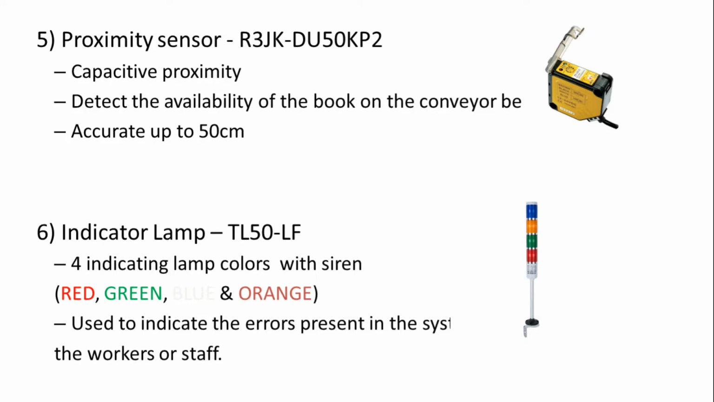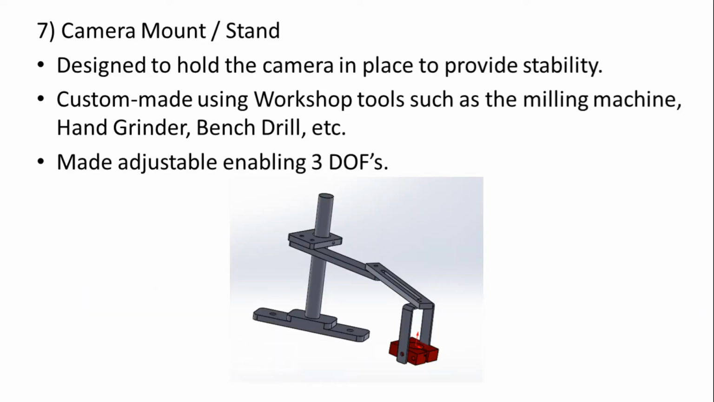To indicate the faulty books and the good books, we used an indicator lamp with red, green and orange lights. It also contains a siren that can alert the worker nearby, saying that a faulty book has been detected. The camera mount was made by ourselves using metal parts that we found in the storage, and we used welding and riveting to make the stand.